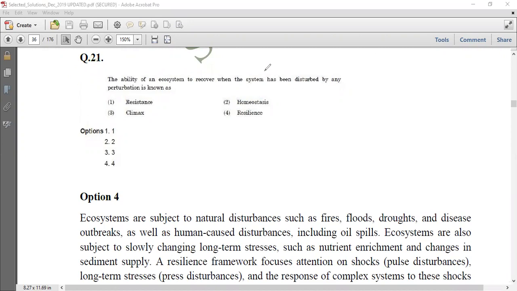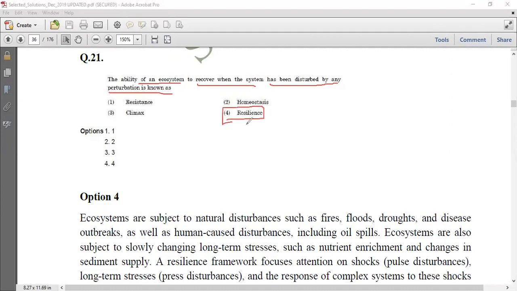So according to question number 21, it says that the ability of an ecosystem to recover when the system has been disturbed by any perturbation is known as. So guys, this is a very common question from ecology and multiple times it has been asked. So the correct answer is resilience.